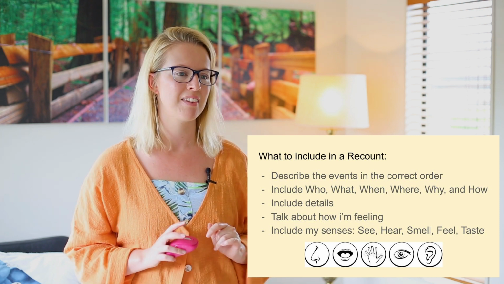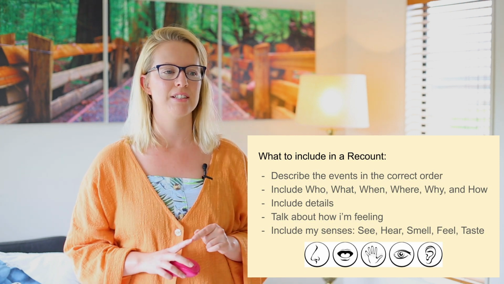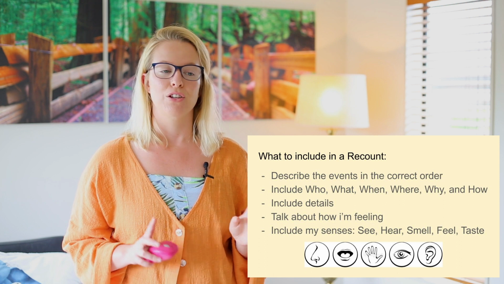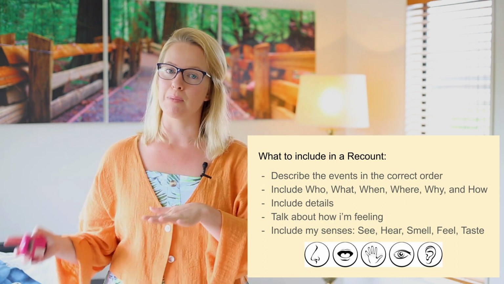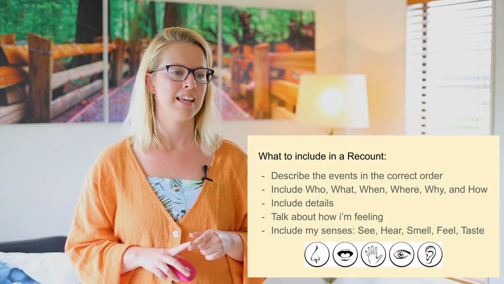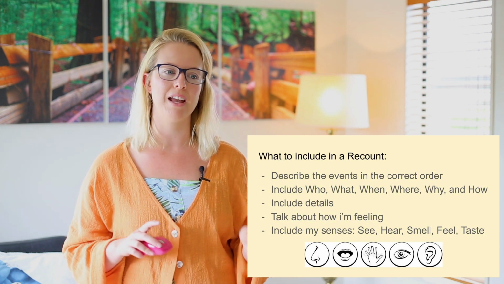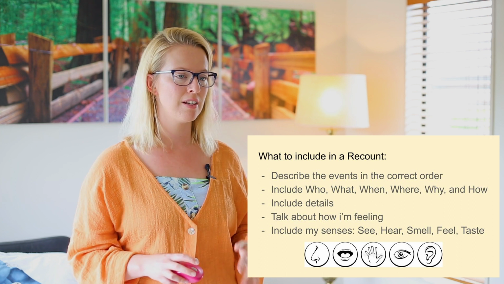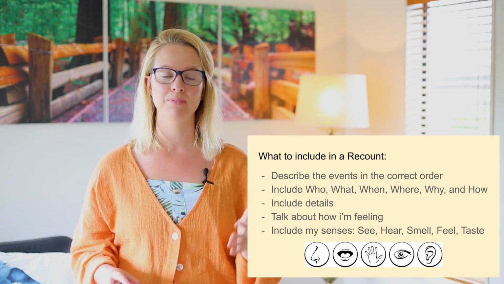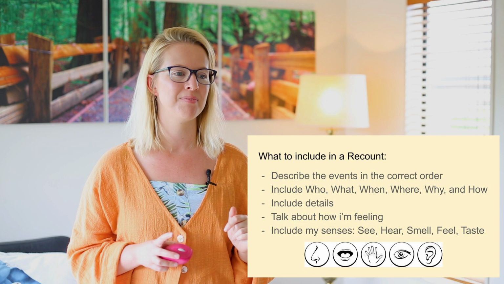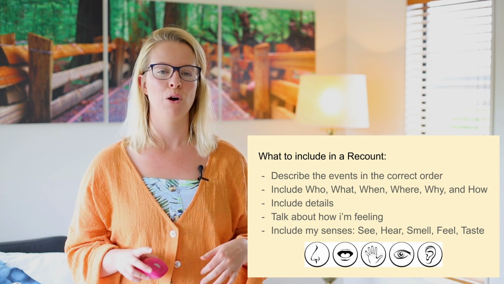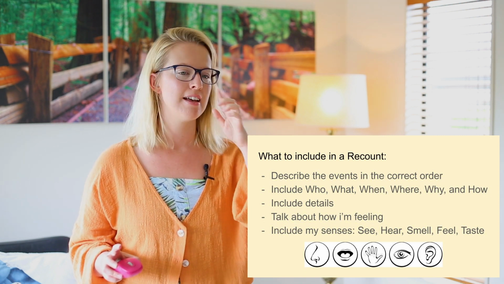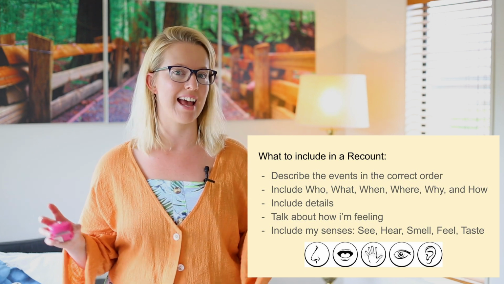Here they are. Things to include in a recount. Describe the events in the correct order, so that's from the beginning to the end. Include who, what, when, where, why, and how. Make sure to include details. Talk about how you're feeling as the writer. And include the senses, what you can see, hear, smell, feel, and taste.